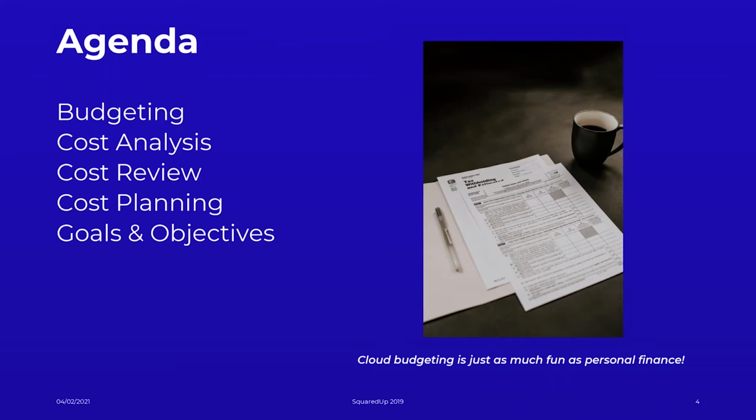So here's our agenda, the 5 core pieces that we're going to talk about: budgeting, cost analysis, cost review, cost planning, and then goals and objectives. Remember, this is a process. It's a circular process. So it's not like you're done budgeting and you're good for a year. It's not going to work that way. You have to revisit it on a regular basis.